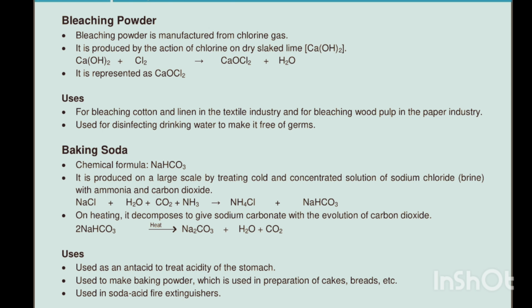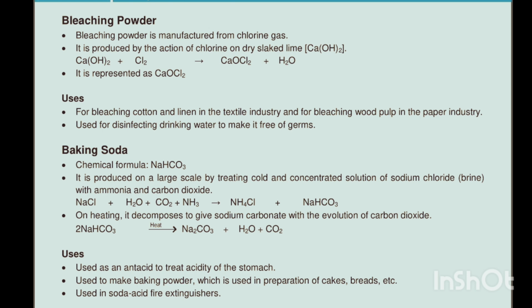Next we have baking soda. The chemical formula for baking soda is NaHCO3. It is produced on a large scale by treating cold and concentrated solutions of sodium chloride, that is brine, with ammonia and carbon dioxide. Here we use sodium chloride, that is NaCl, plus water plus carbon dioxide plus ammonia to get ammonium chloride along with sodium hydrogen carbonate. Sodium hydrogen carbonate is also called baking soda.